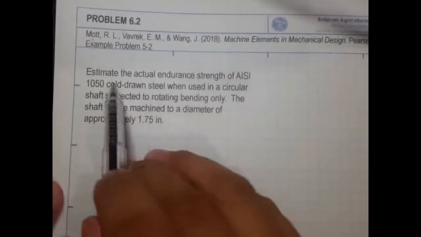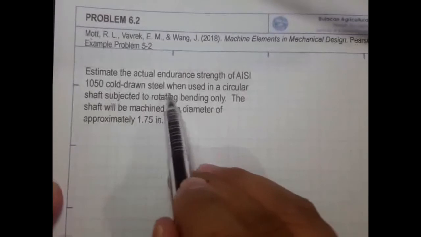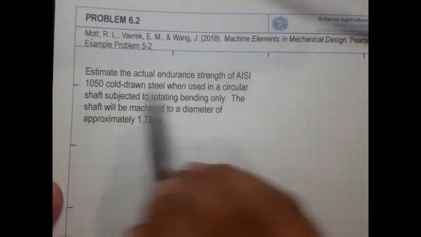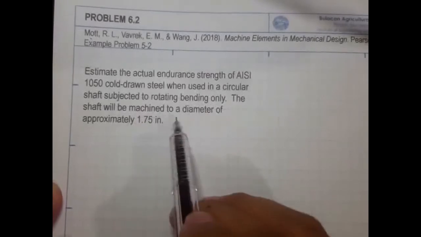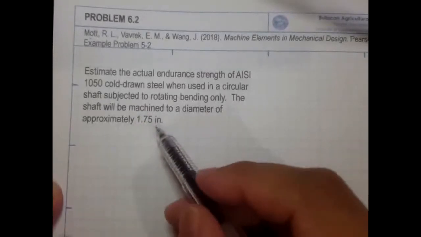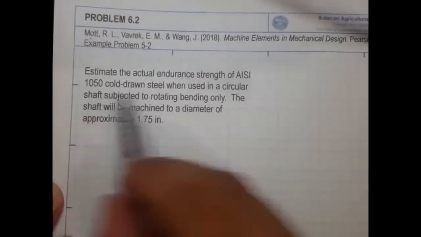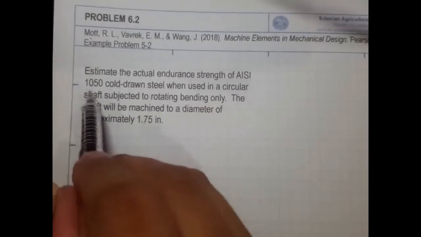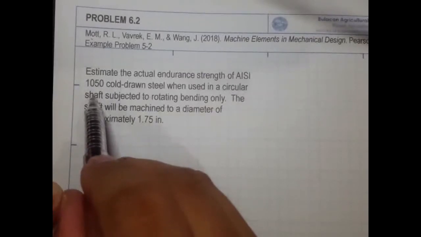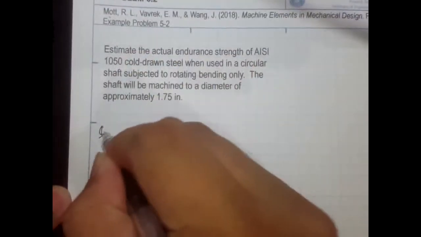Now the problem says: estimate the actual endurance strength of AISI 1050 cold drawn steel when used in a circular shaft subjected to rotating bending only. The shaft will be machined to a diameter of approximately 1.75 inches. The properties of this AISI 1050 can be obtained from the tables in the textbook. So let's write our solution.